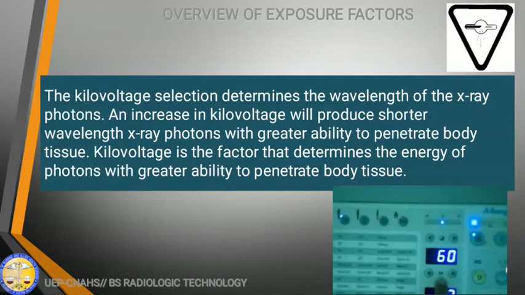The kilovoltage selection determines the wavelength of the X-ray photons. An increase in kilovoltage will produce shorter wavelength X-ray photons with greater ability to penetrate body tissue. So kilovoltage is the factor that determines the energy of photons, with greater ability to penetrate body tissue. When we say energy, that is related to the kilovolt peak, abbreviated as KVP. Energy, penetrability, that is KVP. So that is what KVP is used for. In our console, you can see there is KV, or the KVP, kilovolt peak. Again, it is called peak because this is the highest point in a waveform.